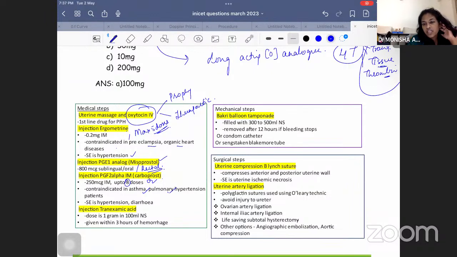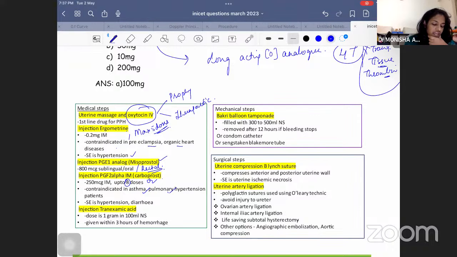Uterine massage, not intermittent assessment. Yes, that question is also coming up. I will let you know. That's why I have not told you about it, because there is a separate question. I want to make clear what is to be written. Those questions I will explain to you shortly.